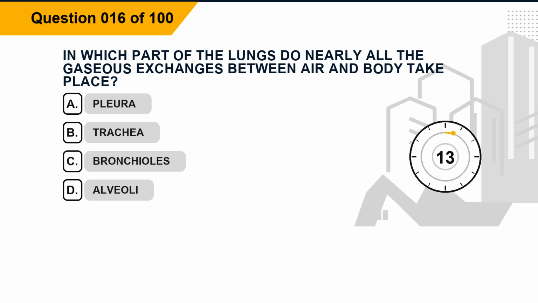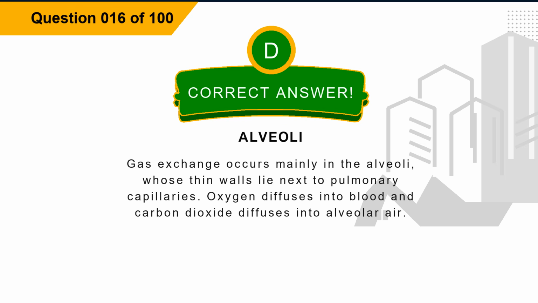Question 16. In which part of the lungs do nearly all the gaseous exchanges between air and body take place? Option A, pleura. Option B, trachea. Option C, bronchioles. Option D, alveoli. The correct answer is option D, alveoli. Explanation. Gas exchange occurs mainly in the alveoli, whose thin walls lie next to pulmonary capillaries. Oxygen diffuses into blood and carbon dioxide diffuses into alveolar air.